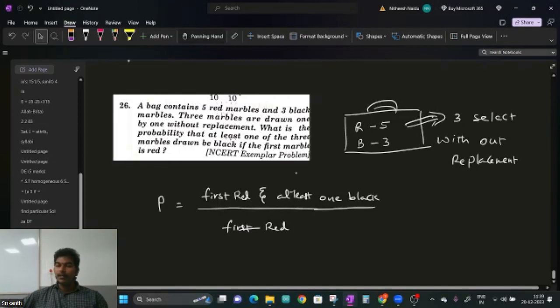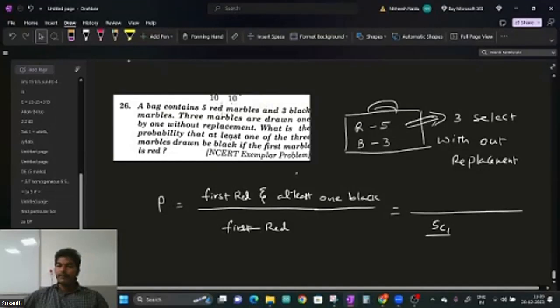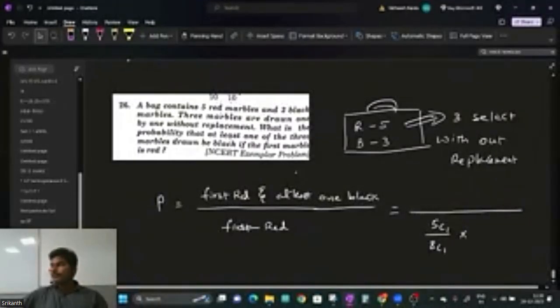In the numerator, you have to copy the same thing as in the denominator: first red. After that, make it an intersection, and write what to calculate the probability for: at least one black. So what is first red? 3 marbles are drawn without replacement. The first will be red. Draw the first red ball: 5C1 by 8C1. Am I right? Into what?